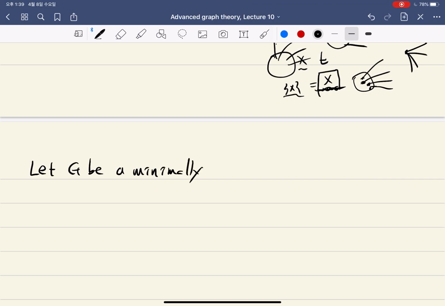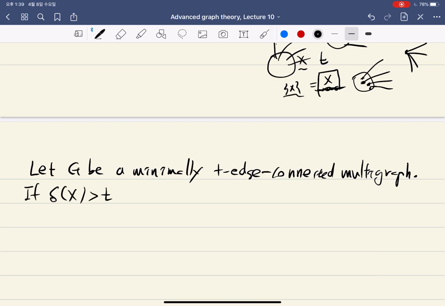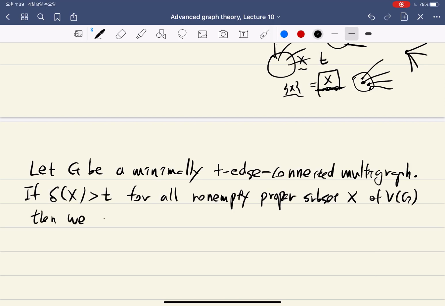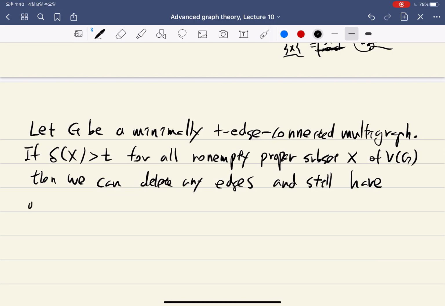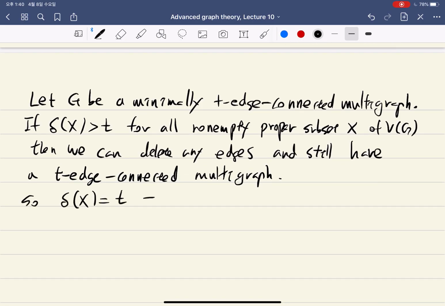So let G be a minimally t-connected multigraph. If delta(X) is bigger than t for all non-empty proper subsets, then we can delete any edges and still have a t-connected multigraph. So delta(X) equals t for some vertex set X.